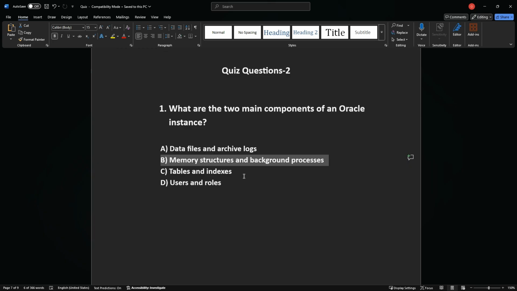The right answer is option B. It's a combination of memory structure and background processes. We call it an instance in the Oracle database. So the right answer is memory structure and background processes are called an instance. Okay, so this is the first question. Let's go to question number two.